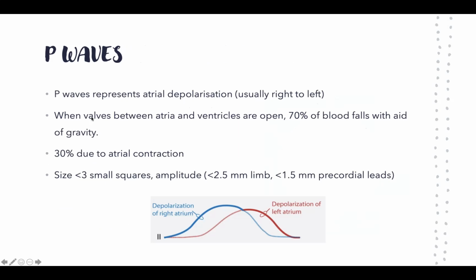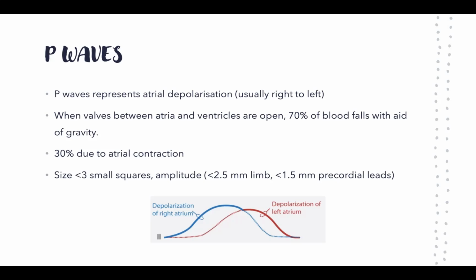When the valves are open between the atria and the ventricles, around 70% of the blood from the atria is going to fall due to gravity. The other 30% is going to be assisted by the atrial contraction. So it's quite an important adjunct to the blood pumped by the heart.